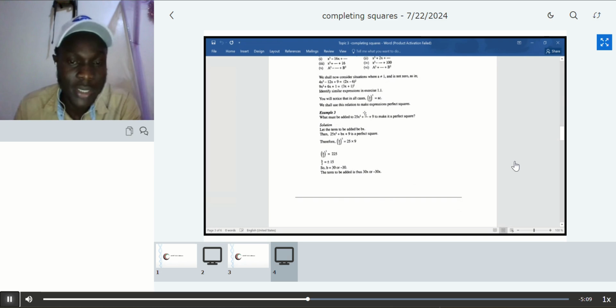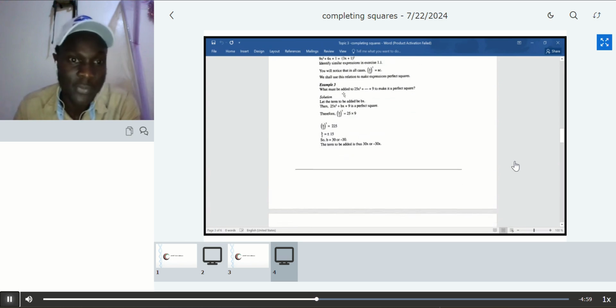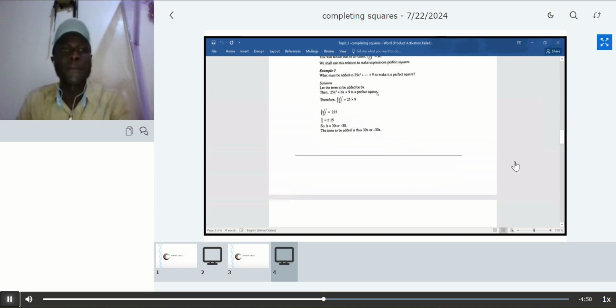We'll notice that in all cases, (b/2) squared gives us ac. We shall use this relation to make expressions perfect squares. We have an example here: what must be added to 25x² + __ + 9 to make it a perfect square?